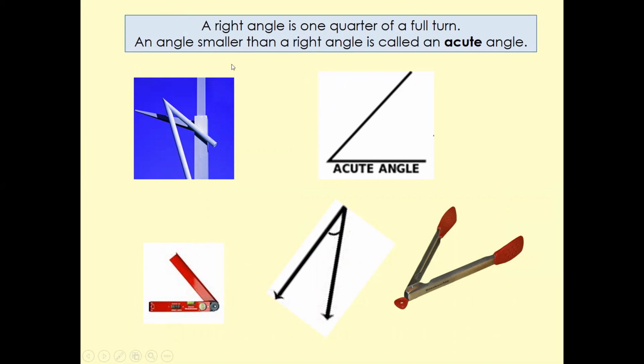Now, an angle which is smaller than the right angle is called an acute angle. That's a very important exam question. They're going to give you an angle and you have to classify it. Which type of angle is that? So we have learned about the right angle, which is exactly 90 degrees, or 1/4 of a full turn. We have learned about acute angles, which are smaller than a right angle.